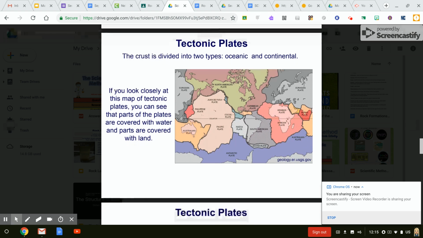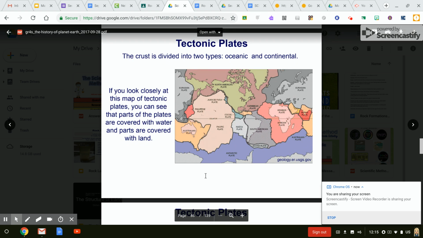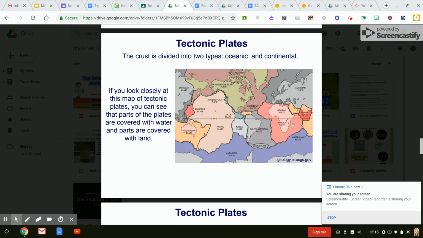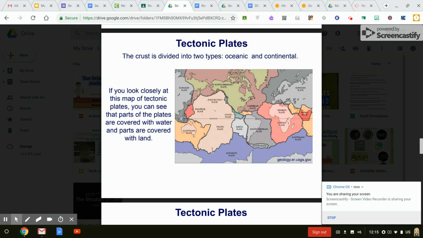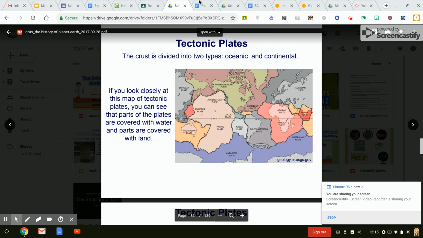So this is an image that talks about tectonic plates. The crust is divided into two types. It's divided into oceanic and continental. So if you look closely at this map of tectonic plates, you can see that parts of the plates are covered with water and parts of the plates are covered with land. So we're going to write that down.